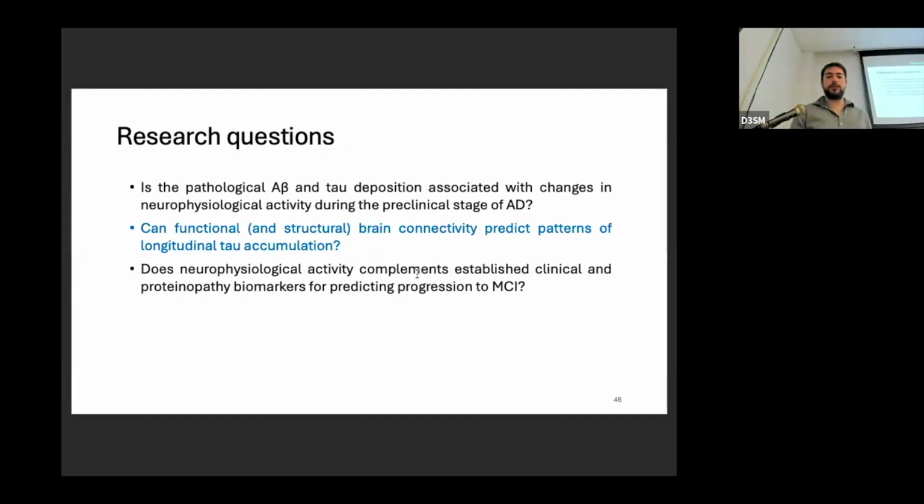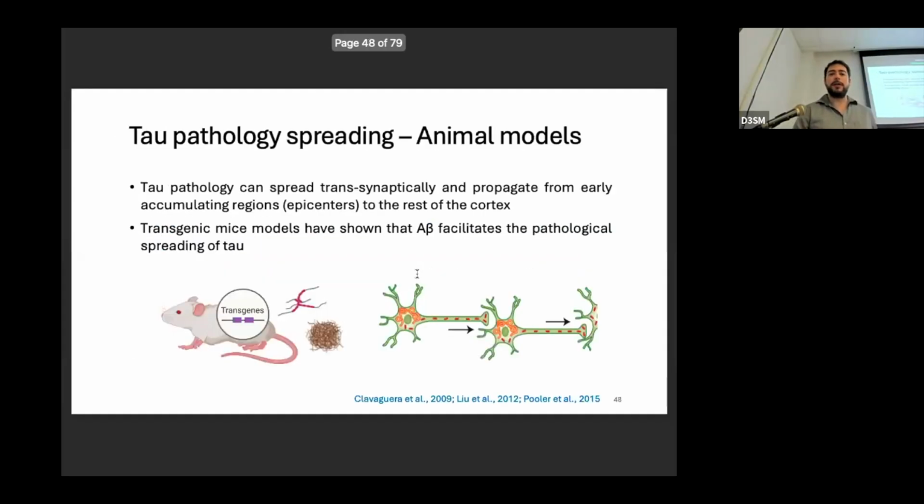So moving into the second research question that I addressed during my PhD, here we wanted to test whether we can use functional and structural connectivity information in order to predict patterns of longitudinal tau accumulation. So just to provide you some background, this project was motivated by the fact that there is a lot of evidence, again, coming from animal models that have demonstrated that tau pathology can spread across synapses and propagate from early tau accumulating regions such as the entorhinal cortex, or as many people call them, tau epicenters, to other cortical regions that are strongly connected both by anatomical pathways, but also, it has been shown, with functional connectivity.